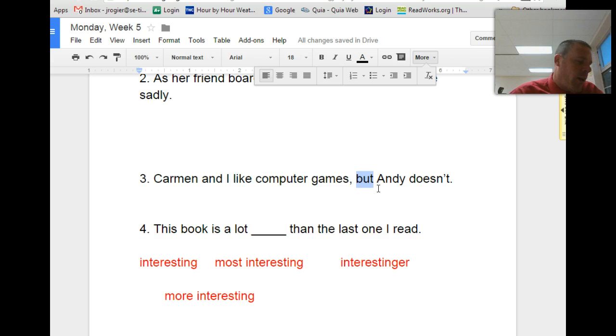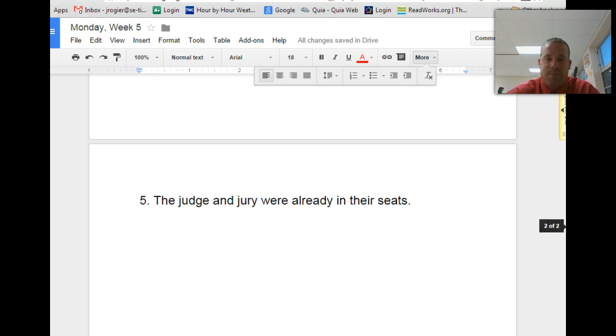Number 4, we're looking at comparative and superlative form. This book is a lot blank interesting than the one I read, the last one I read. So you're only comparing this book to the last book, so it does stay in comparative form. Since the word is interesting, it's more than 2 syllables, so you want to go with the more or the most. In comparative form, it's more. So your answer is more interesting. This book is a lot more interesting than the last one I read.